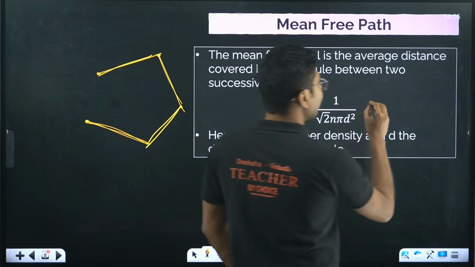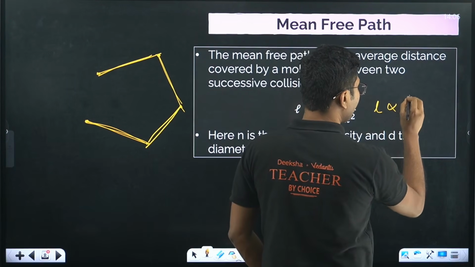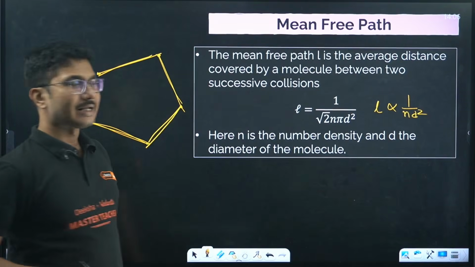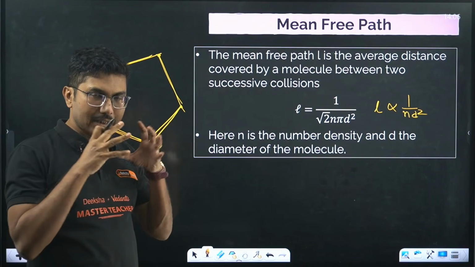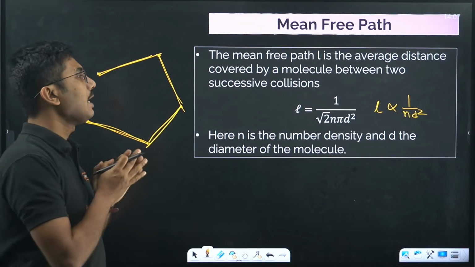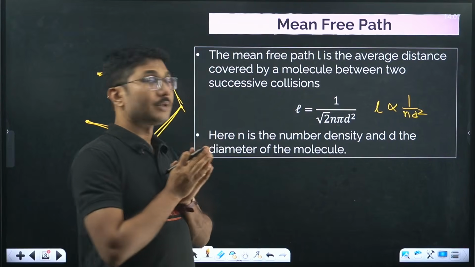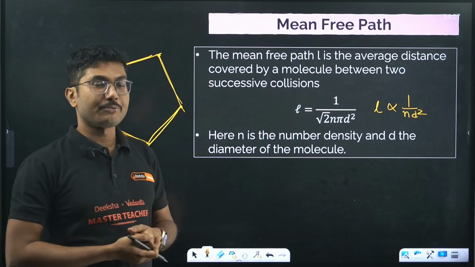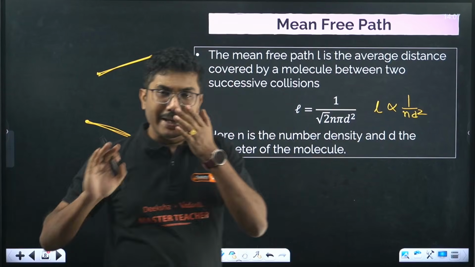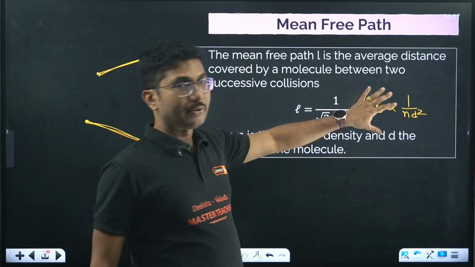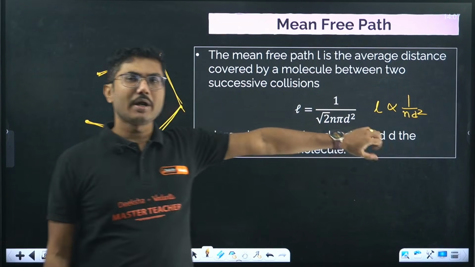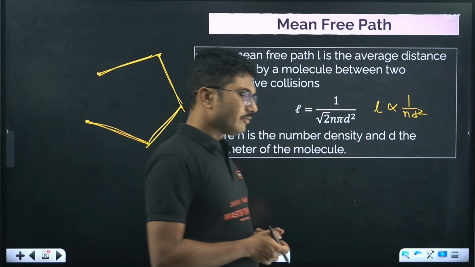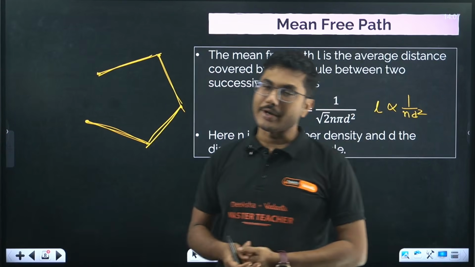The main thing you need to remember is that the mean free path is proportional to 1 upon n d square. What is n? n is the number density, how closely the gas is packed inside the container, and d is the diameter of the molecules, not the container. Based on this, there might be one question you can expect, but I have not seen any question so far. So if you get time, remember that the mean free path is inversely proportional to the number density and the square of the diameter.